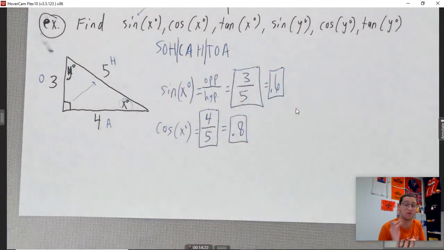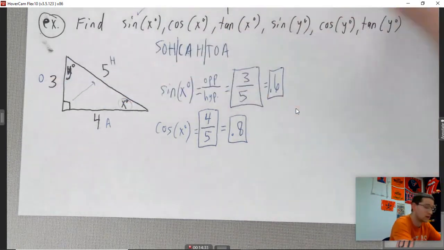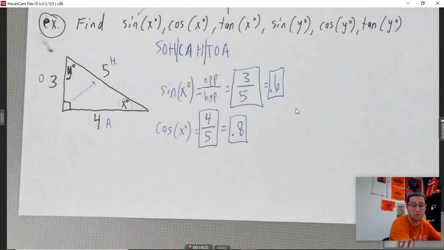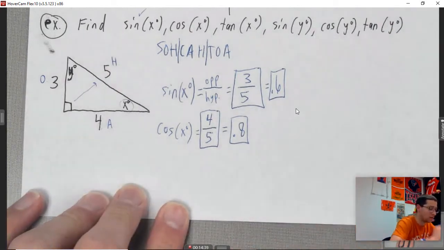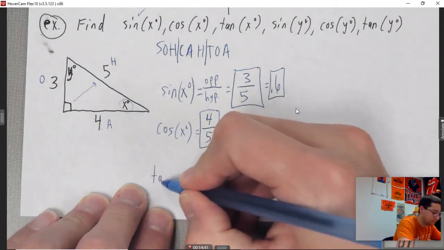Now, notice, we don't know what x is. We're going to do that sort of stuff later. Just keep in mind, x is an angle. x is an angle measure, and this is a real triangle, right? The lengths of 3, 4, 5 could make a right triangle. But for now, we just don't know what x is, and that's okay.